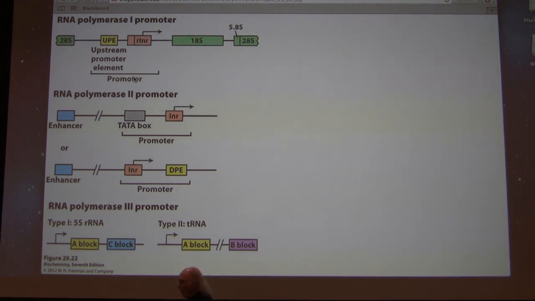Now, this is partly because eukaryotic genomes are enormous in size. They're about 1,000 times bigger than prokaryotic genomes. They have a lot of non-coding DNA, as he referred to up here earlier. So locating the proper place for the gene is important.